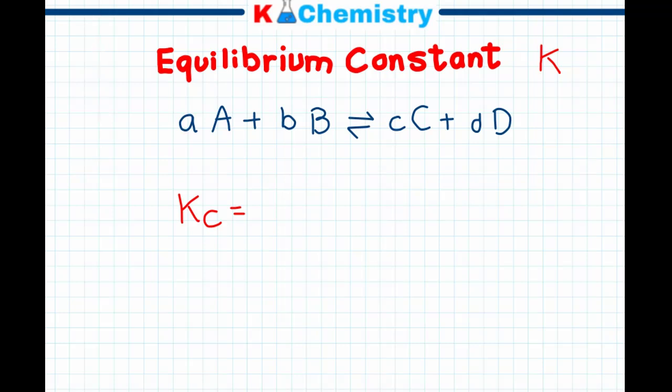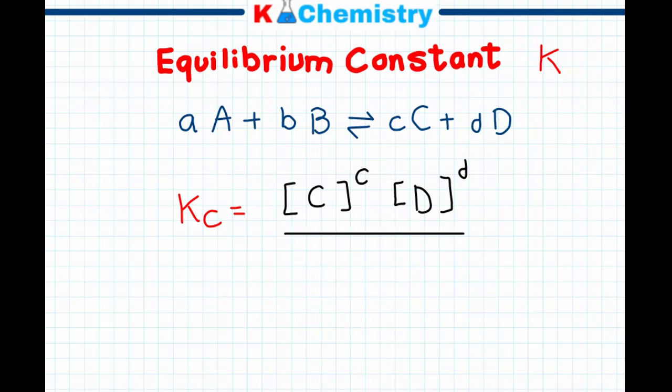In our equilibrium constant expression, Kc is equal to, in the numerator, the concentration of my two products. So I have C, raised to the power of the coefficient, lowercase c. Every concentration is raised to the power of its coefficient. And don't forget D, multiplied by, not added, to the power of lowercase d, which is the second product.